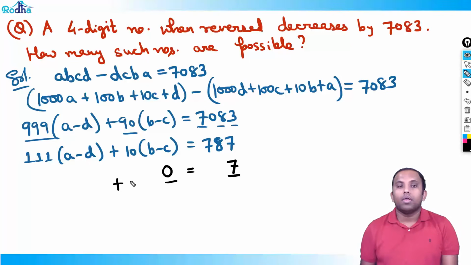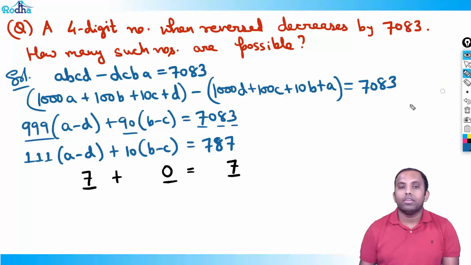Okay. So obviously, I want this to end in 7, right? So obviously, this should also end in 7. Then 7 plus 0 will end in 7, right? So for this to end in 7, A minus D will be equal to 7. So if A minus D is equal to 7, this becomes 777.